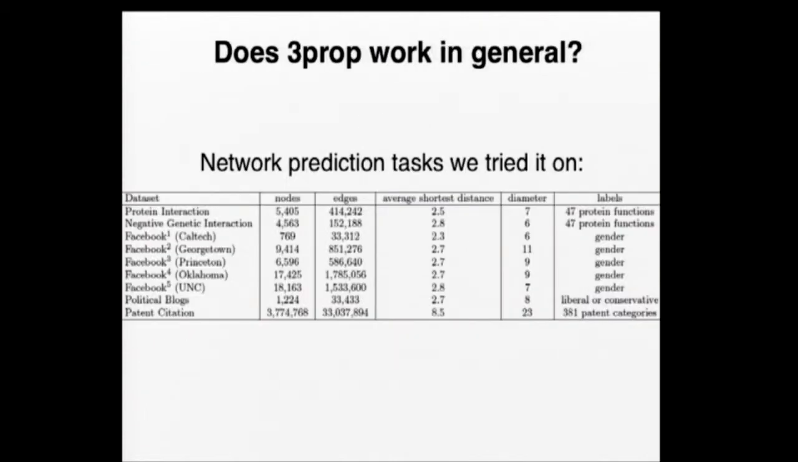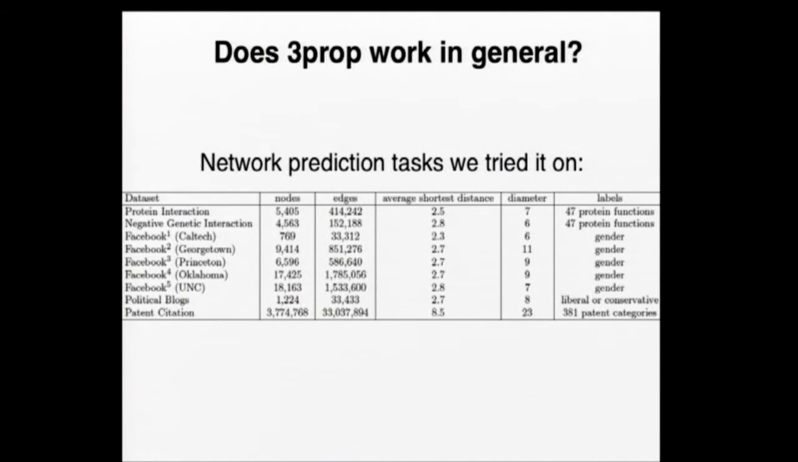Okay, so just to see how well it works in general, we looked at some network prediction tasks. Basically, what we tried to find were large networks that were available. So we took social networks, networks of friends from Facebook in the old days when Facebook was school-specific. There are five networks, and the labeling task is to try to predict gender. We also looked at the negative genetic interaction network I was showing you earlier and the protein interaction network, which I think we just got from BioGrid. Here we are trying to predict 47 different protein functions, each as a binary prediction task. We looked at the citations of political blogs as a network, and tried to predict whether a blog was liberal or conservative based on what it pointed to.